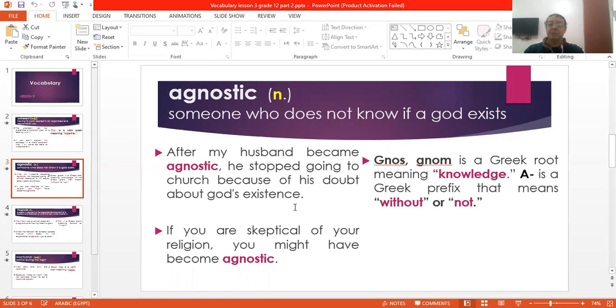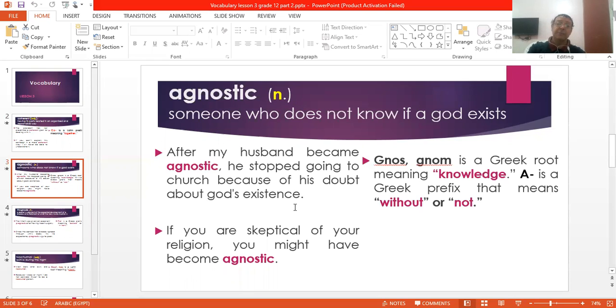So the word gnosis or gnom in Greek means knowledge. And so if you say a at the beginning, agnostic, meaning without or not sure about this knowledge. So it's basically somebody who doesn't believe in God, or he or she is not sure if there is a God really or not. Okay, so can you put it in a couple of examples? All right. After her husband became agnostic, he stopped going to church. Another example: if you are skeptical of your religion, you might have become agnostic.